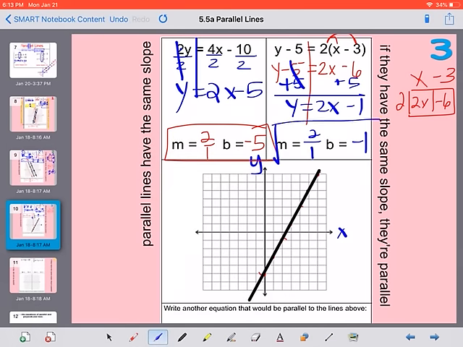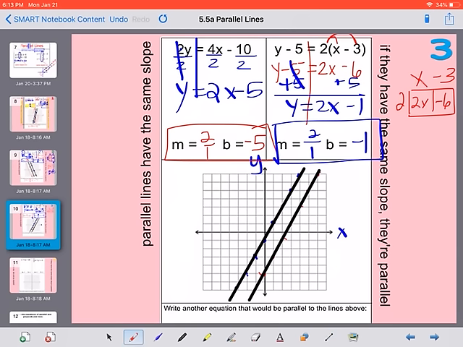And then our second equation, second line, starts at negative 1. And we have the same slope. Rise 2, 1 to the right. Rise 2, 1 to the right. Or down 2, 1 to the left. There we go.